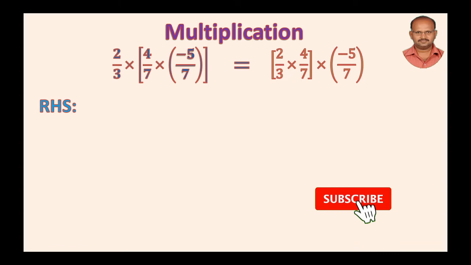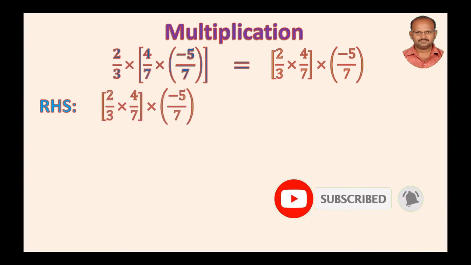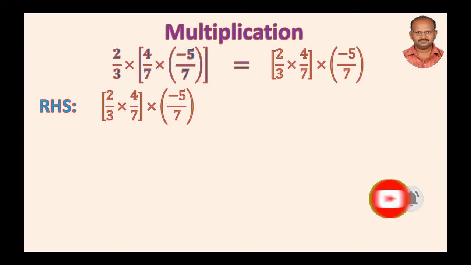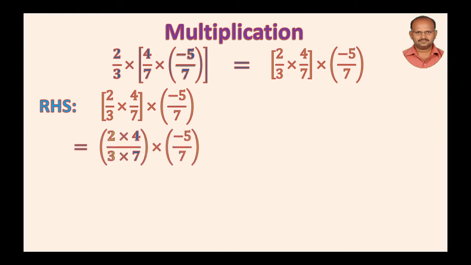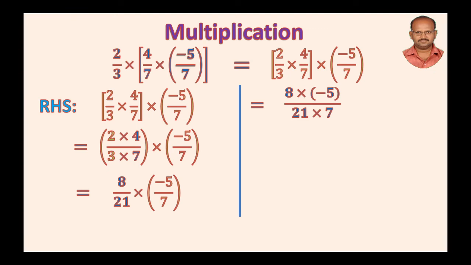RHS is equal to within brackets 2 by 3 into 4 by 7 into minus 5 by 7, that is equal to product of numerators by product of denominators, 2 into 4 upon 3 into 7 within brackets into minus 5 by 7, then that is equal to 8 by 21 into minus 5 by 7, then that is equal to 8 into minus 5 upon 21 into 7, that is equal, final answer is minus 40 by 147.